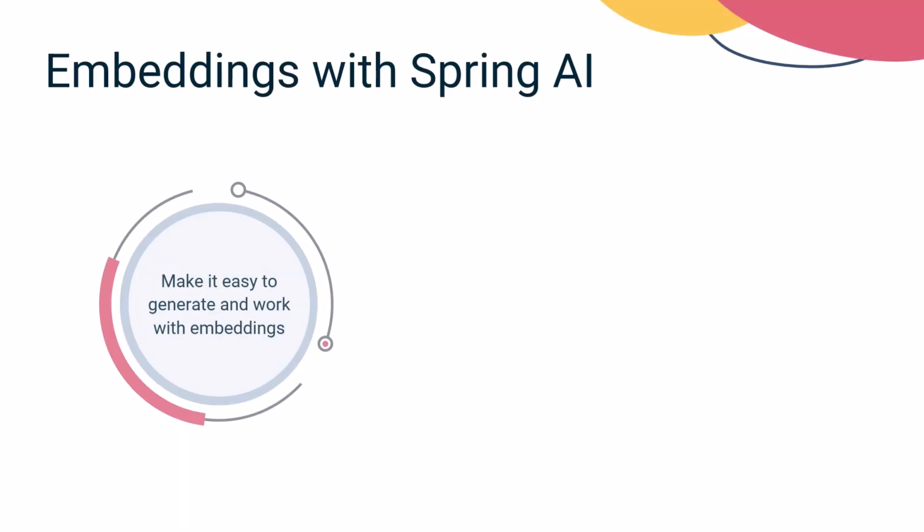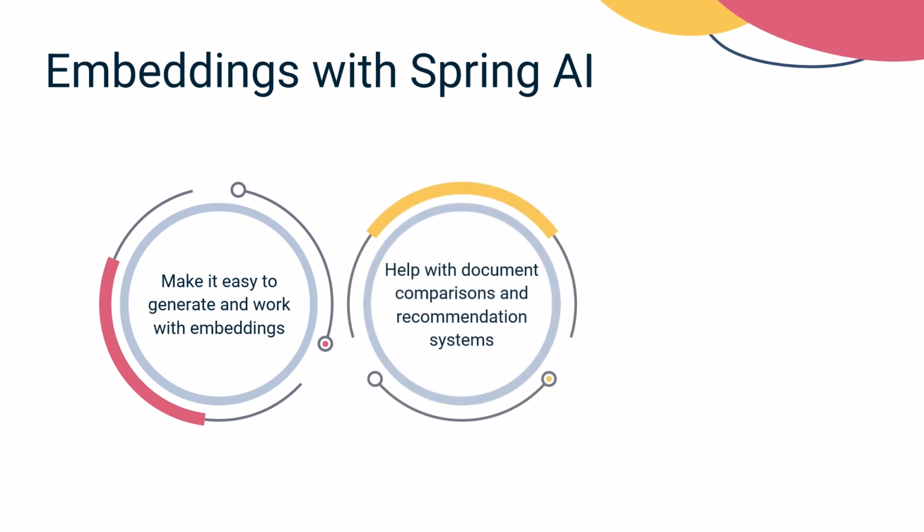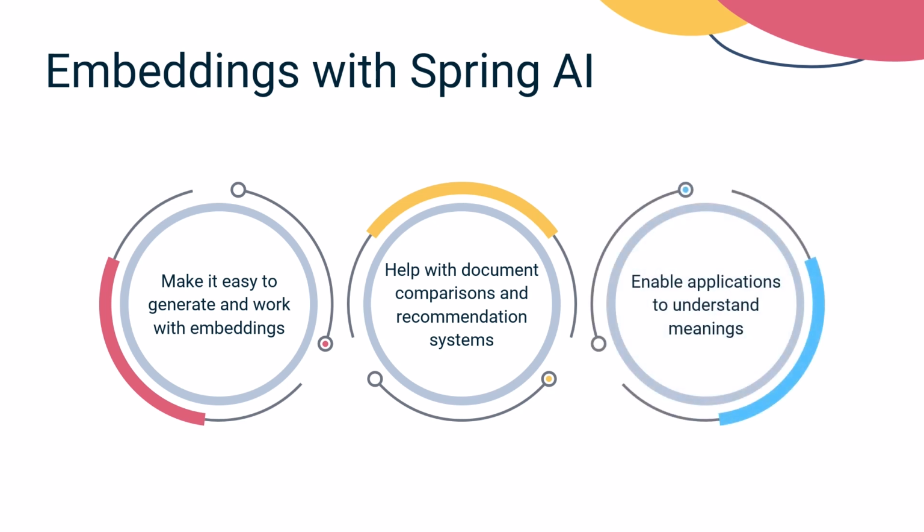Spring AI makes it easy to generate and work with embeddings, essential for semantic search or finding content based on meaning, not just keywords. Embeddings also help with document comparison by identifying similar documents and building recommendation systems. Embeddings enable your applications to understand the meaning behind text or other data, going beyond simple keyword matching.